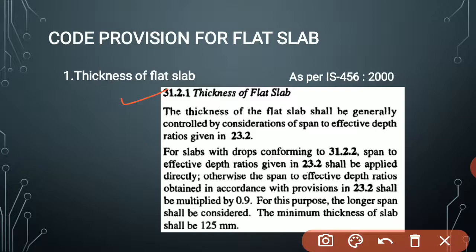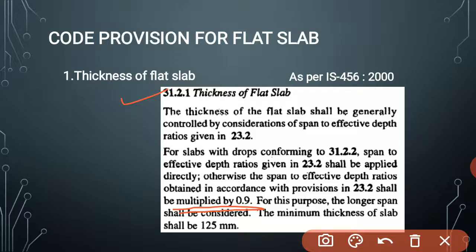Okay, the span to effective depth ratio of a flat slab long span is to be considered. For slabs without drop panel, the span to effective depth ratio shall be multiplied by 0.9. This is a very important part here, shall be multiplied by 0.9. And this can be asked as a multiple choice question.